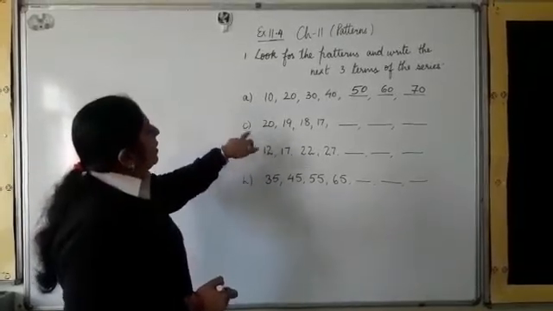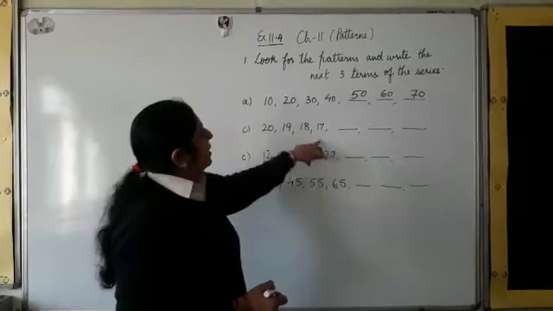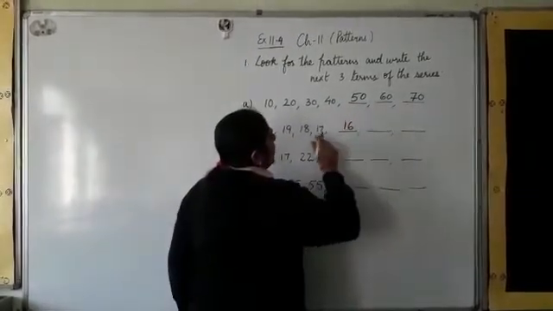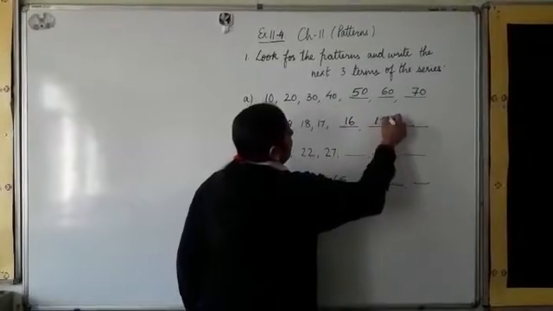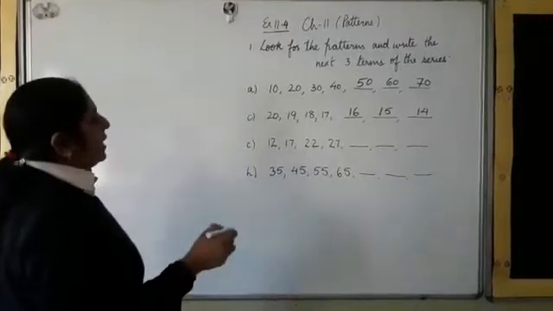Here in the C part, it says 20, 19, 18, 17. This is simple skip counting going on. So the next will be 16, 15, 14. Like this, you have to complete the series.